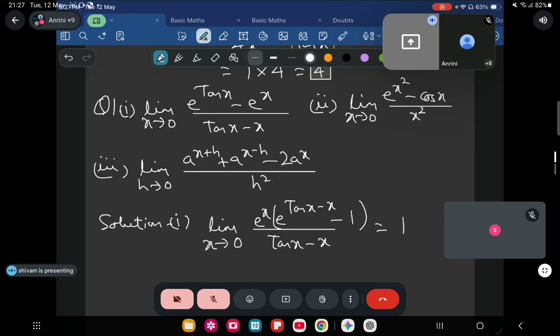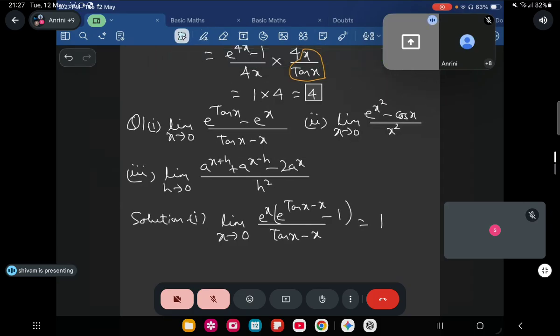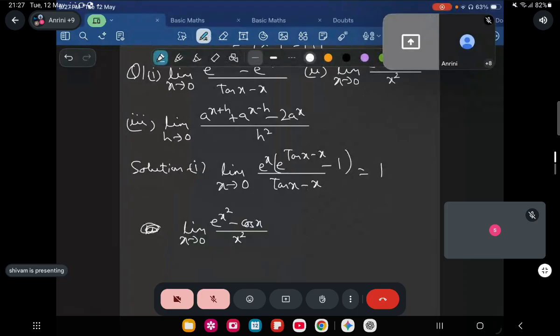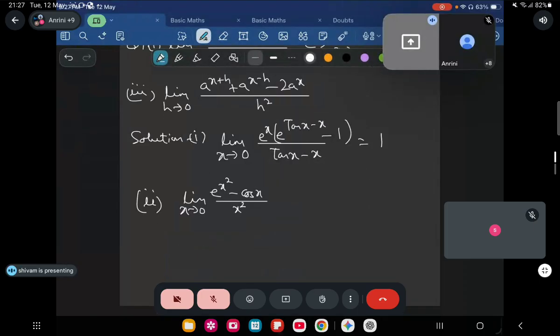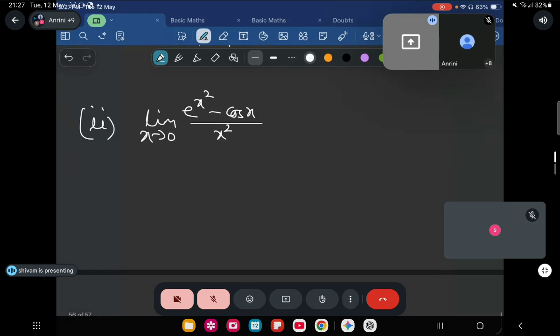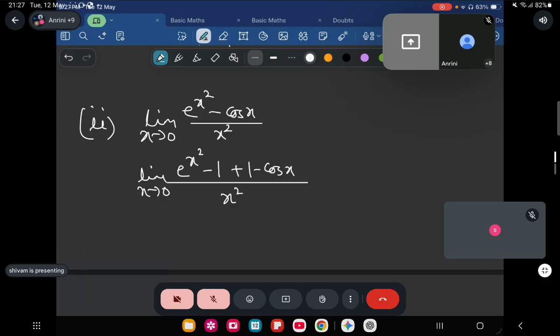Part 2, everyone pay attention. What you do is, see, denominator is x square. So what you do is you subtract 1 and add 1. You'll get the result. So I need e to the power x square minus 1. This will become limit x tends to 0, e to the power x square minus 1 plus 1 minus cos x upon x square. See, this will become 1 and this will become half. So it will become 1 plus half, which is 3 by 2.